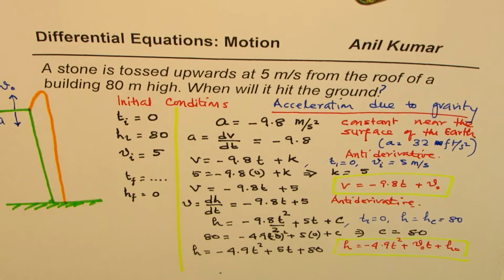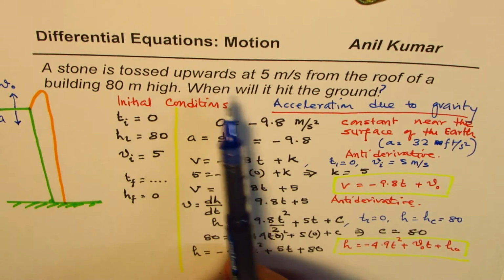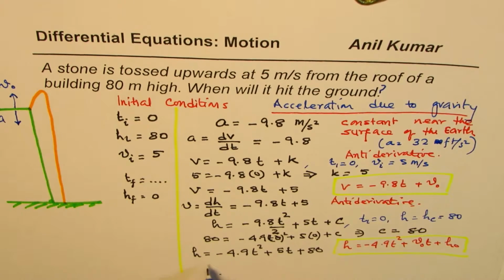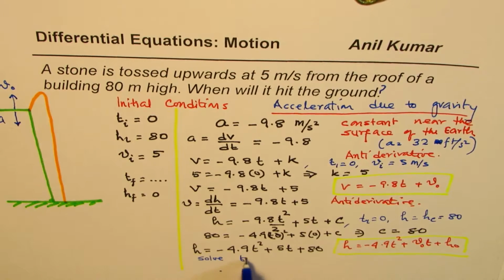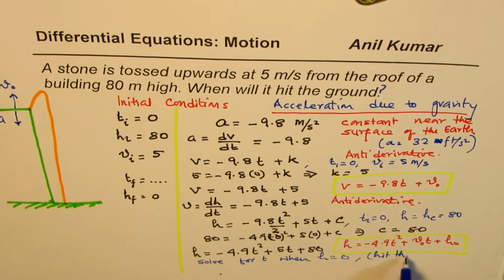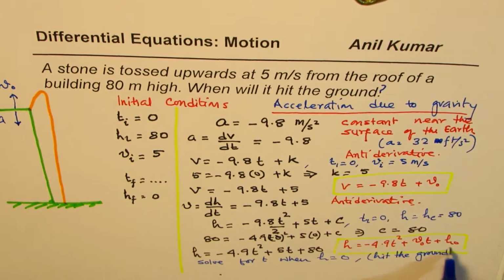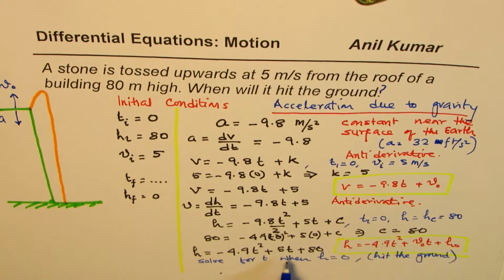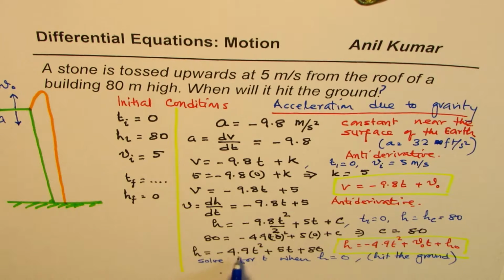Now getting back to the question, we want to find when it will hit the ground. At that time height is 0. So we have to solve for t when h equals 0. That means hit the ground. Perfect. So that is what you need to do. This is a quadratic equation, so we can always solve this using the quadratic formula. You can sometimes factor, but let me use the quadratic formula here. Decimals are involved, so just use the quadratic formula.